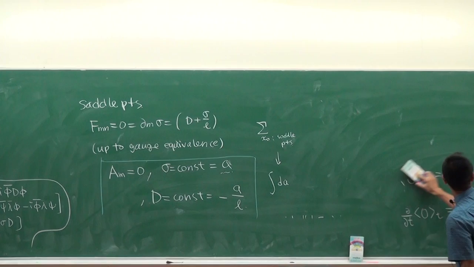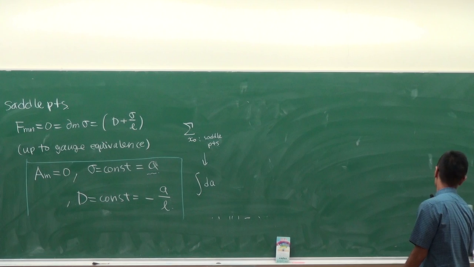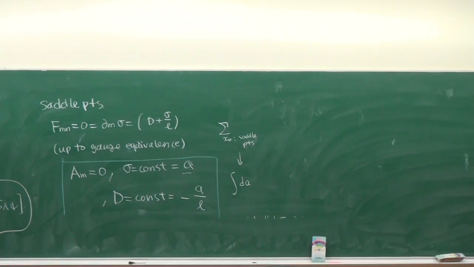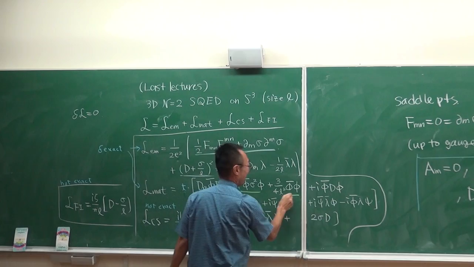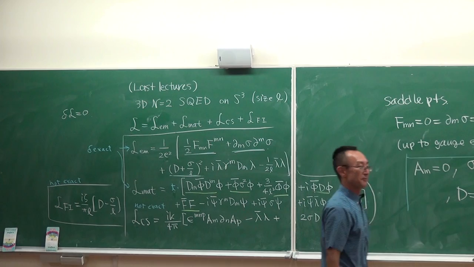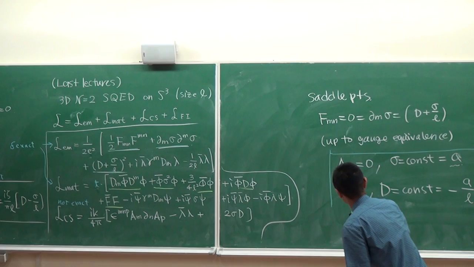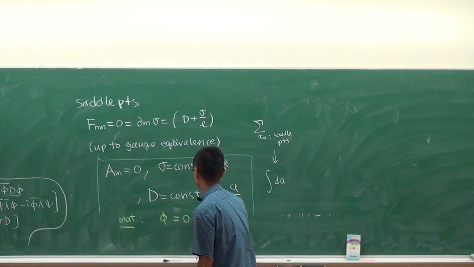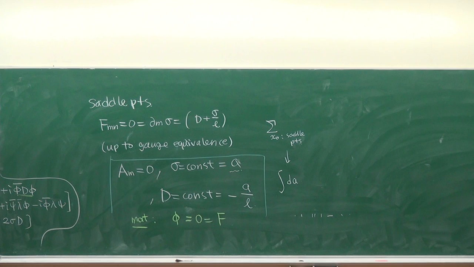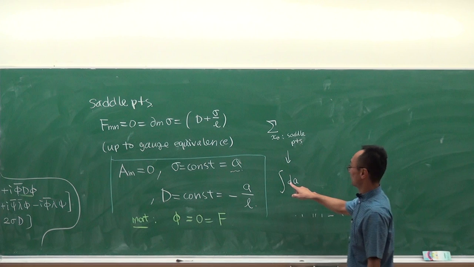In the same way, we can work out the condition for the saddle point for the matter multiplet field. So for the matter multiplet, all we have to do is to look at this term, this term. Then what you will get is, it's not so trivial, but for the matter multiplet, the condition is phi equals 0 and F equals 0. So it's really the case that the infinite dimensional path integral reduces to just a one dimensional ordinary integral.